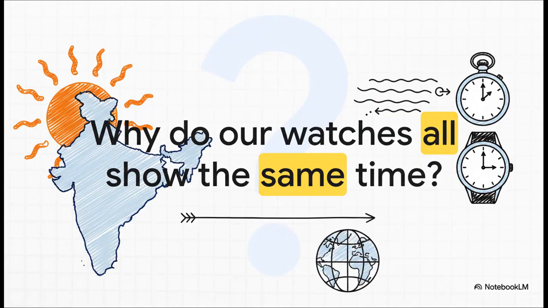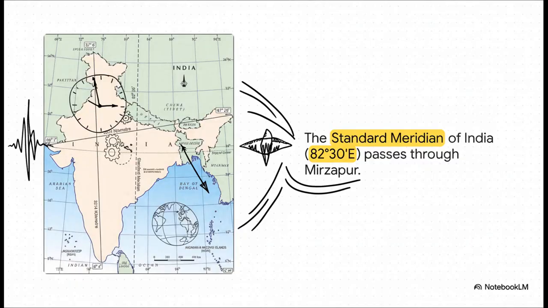This brings us to a very logical question, and it's one that is often asked in exams. If sunrise happens at different times, why do all our watches, from Gujarat to Arunachal Pradesh, show the exact same time? Well, the answer lies in this specific line of longitude you see on the map. This is called the Standard Meridian of India. It is located at 82 degrees 30 minutes east, and it passes through Mirzapur in Uttar Pradesh.